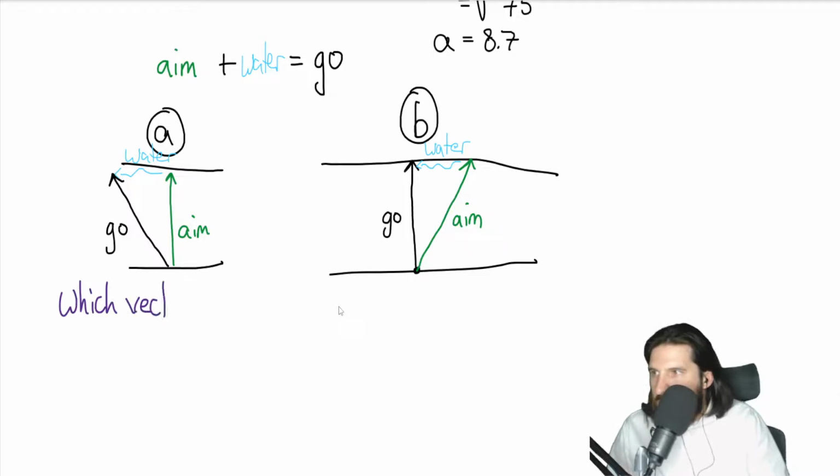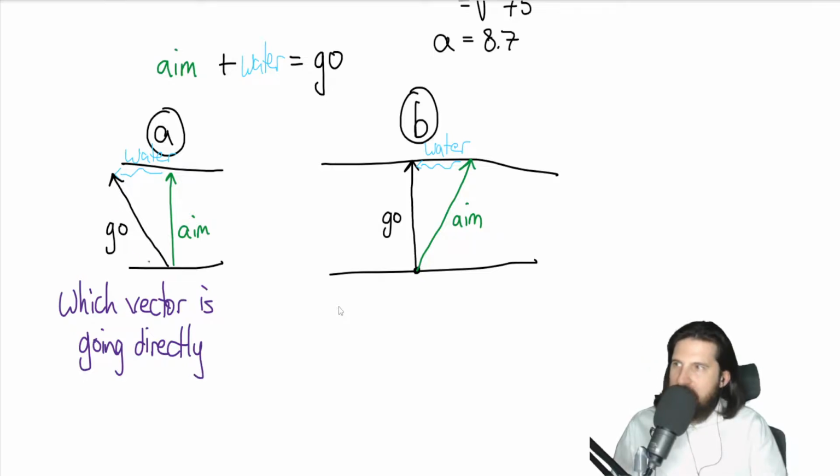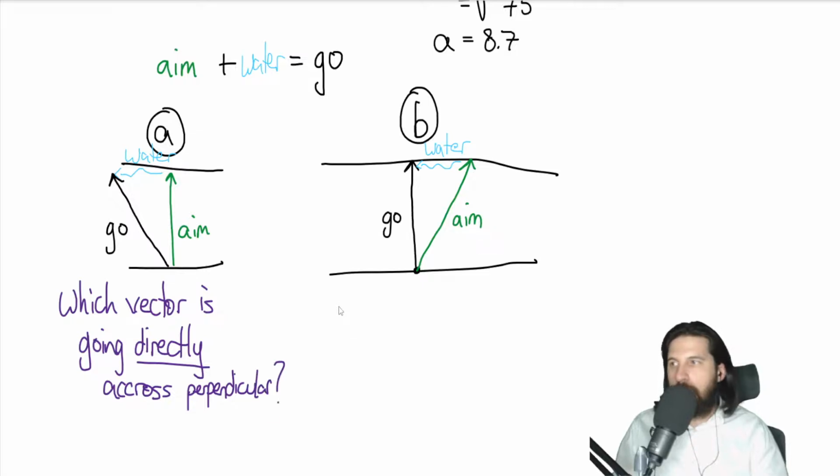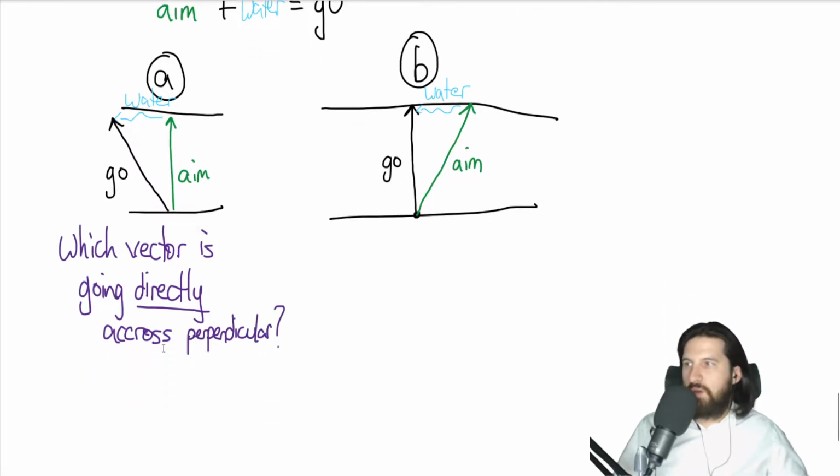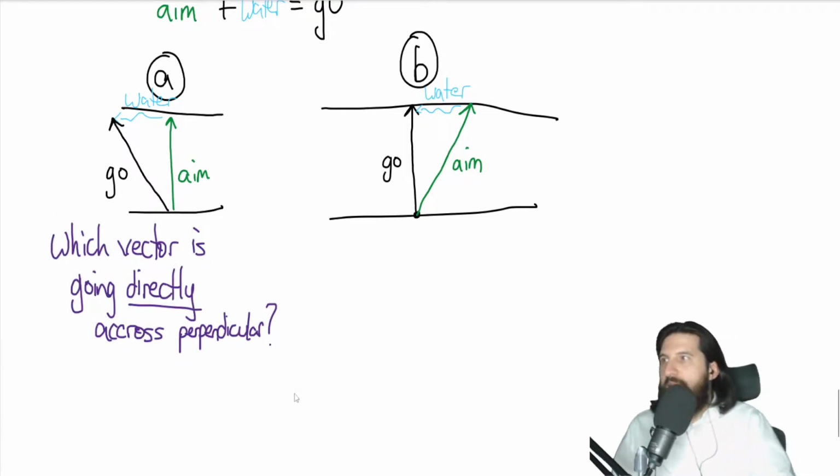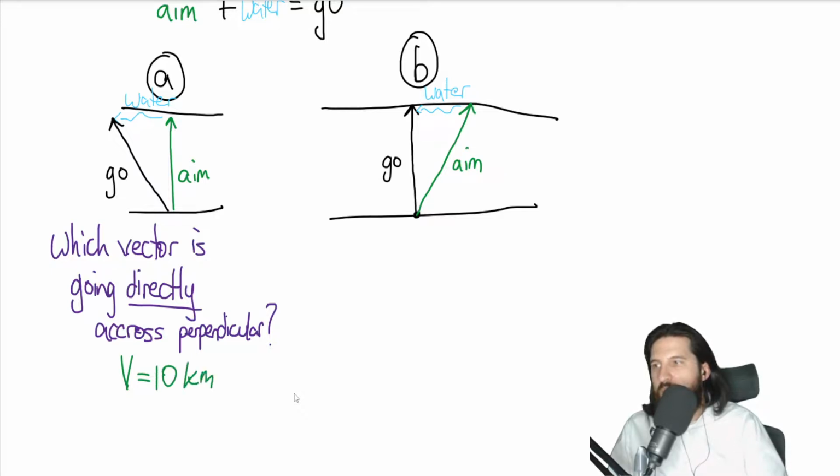So the question is, in A, which vector is directly across the river? The black one? No. Look, that is on an angle across the river. That's not directly across the river. Who's going directly across, perpendicular? Is it the green one? It's the green one, right? And that green one was 10 kilometers per hour from that triangle.